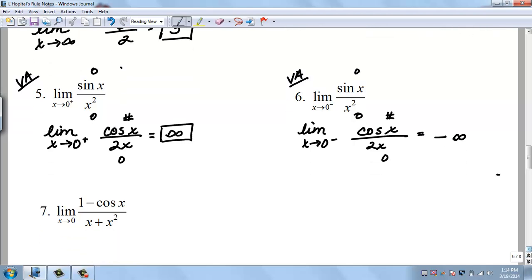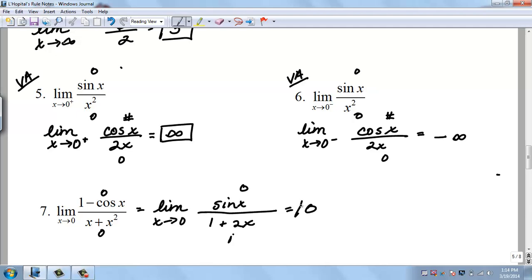The last one I want to show you is to be careful. If I put 0 in here, I get 0 over 0, and we're going to use L'Hopital's rule, the limit as x approaches 0. We're going to do the derivative, so it'd be sine x over 1 plus 2x, and when I put the 0 in there, I get a 0 over 1. So again, the answer would be 0 because I've hit a number. So basically that's the notes with this.